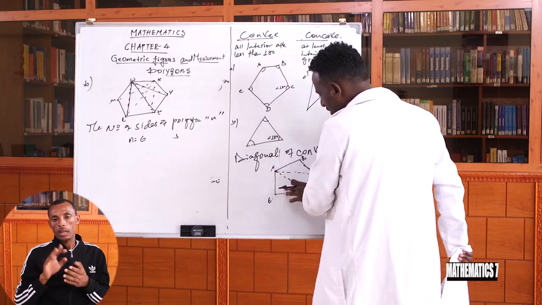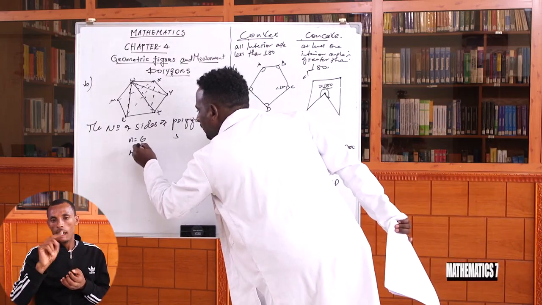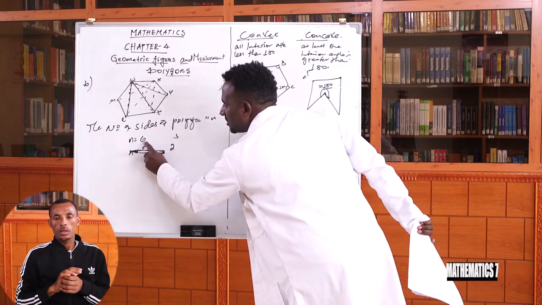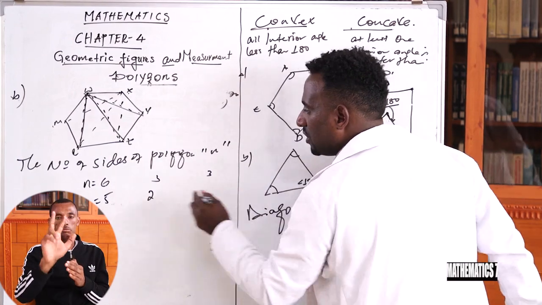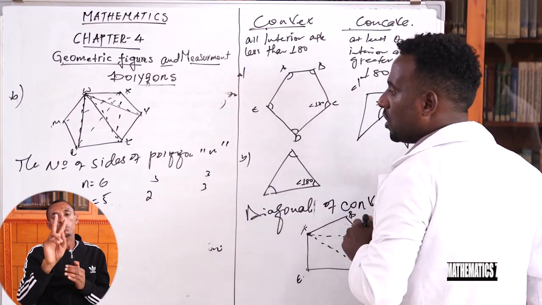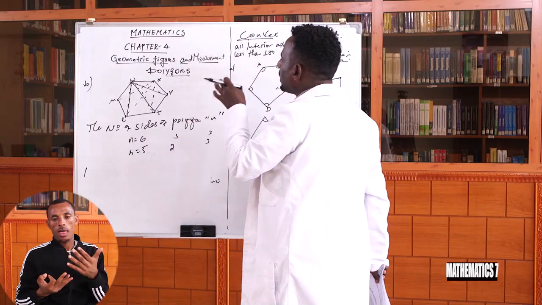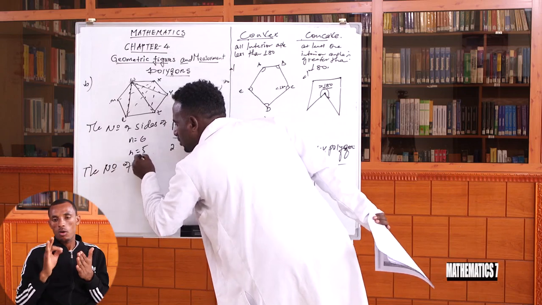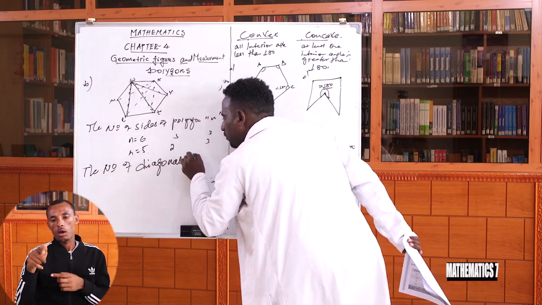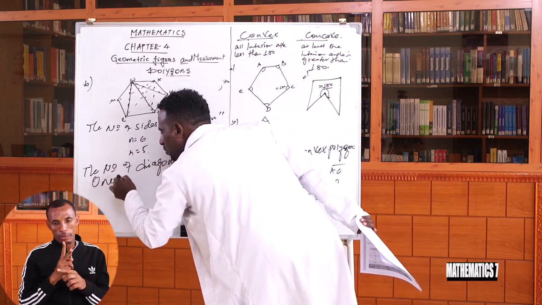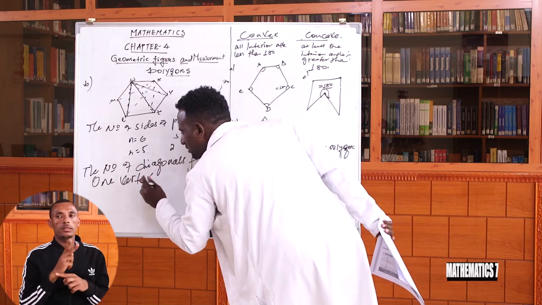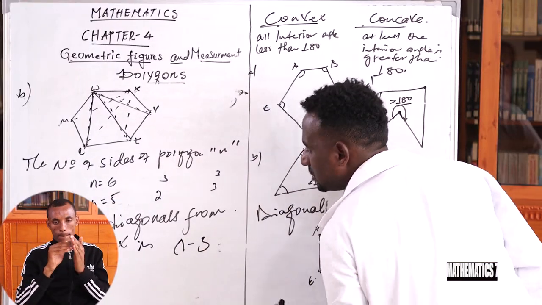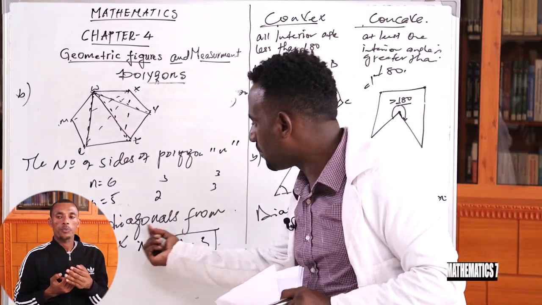In a pentagon, n is five. The number of diagonals drawn from one vertex A, AC and AD, is 2. So the difference is 6 minus 3, which is 3, and 5 minus 2, which is 3. So the formula that we find for the number of diagonals from one vertex is n minus 3. This is the formula we use to calculate the number of diagonals from one vertex.